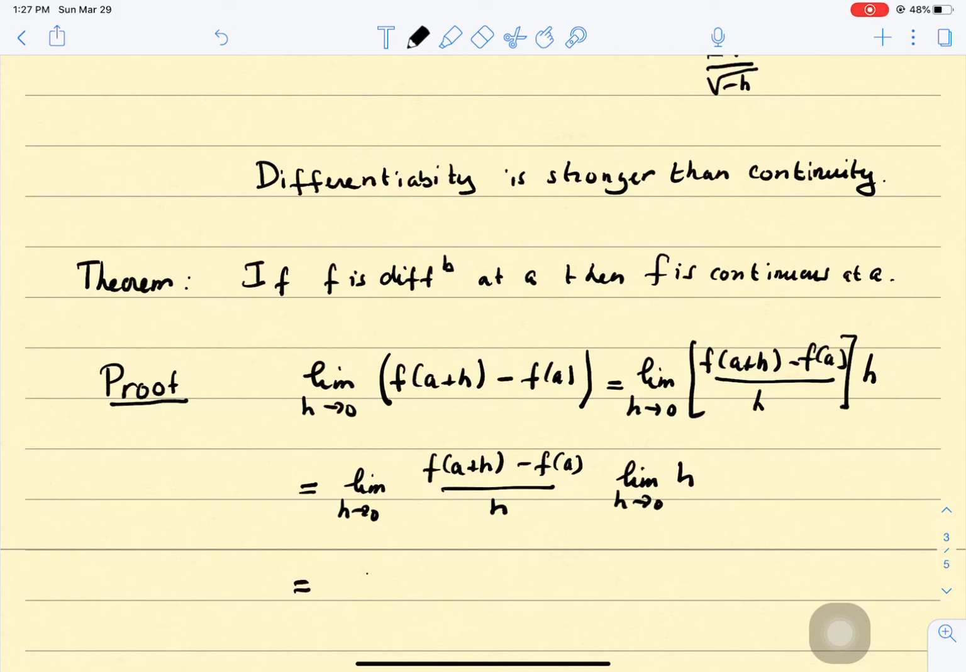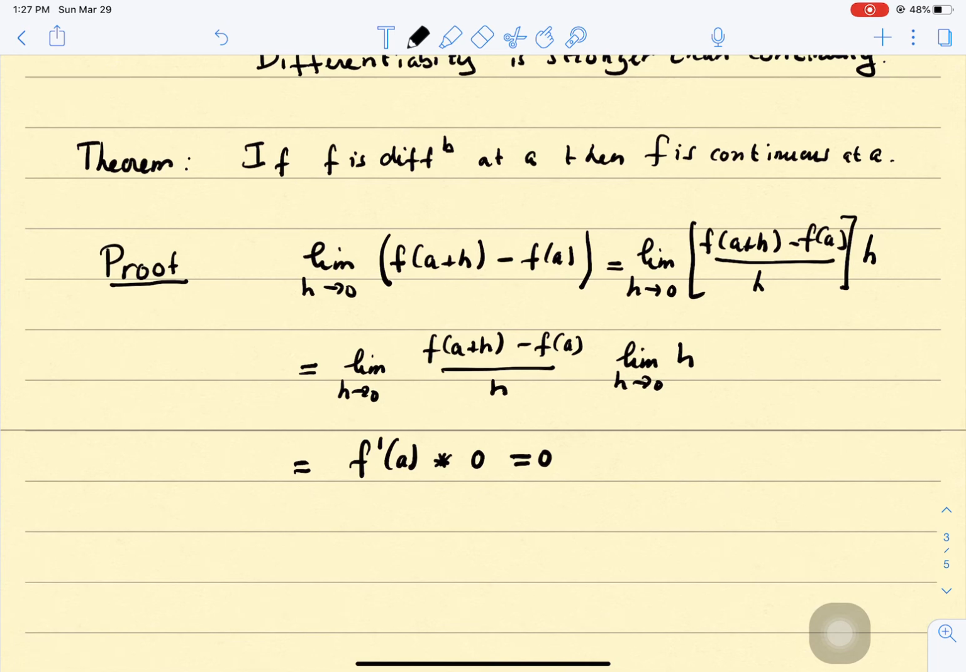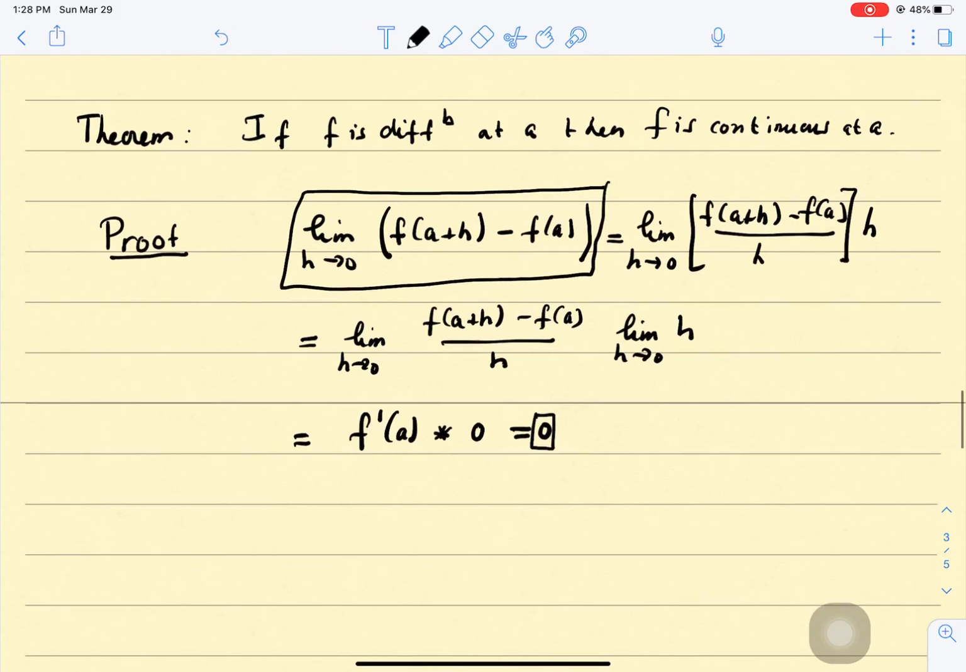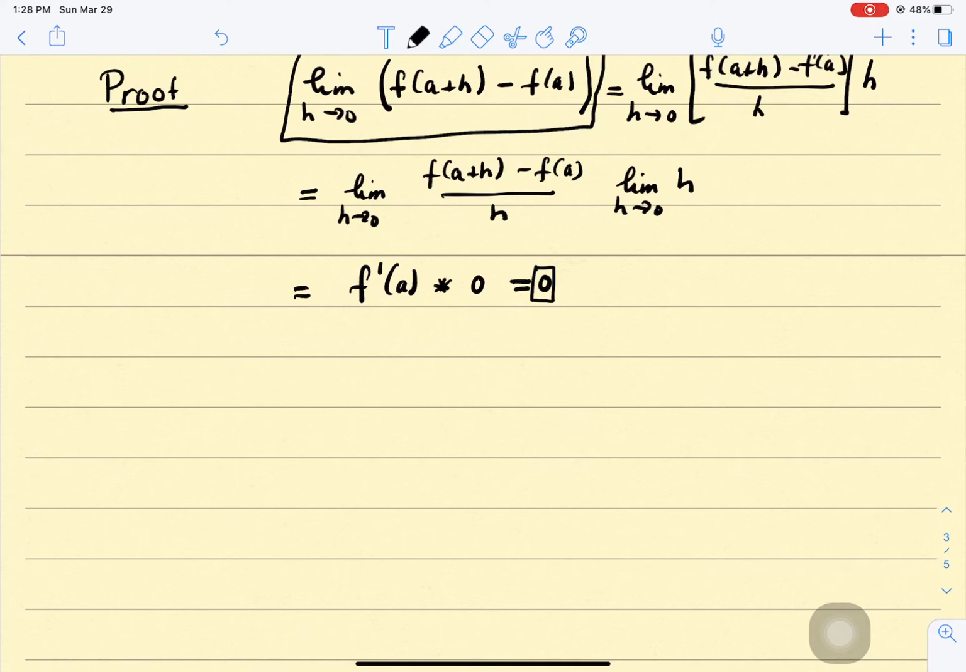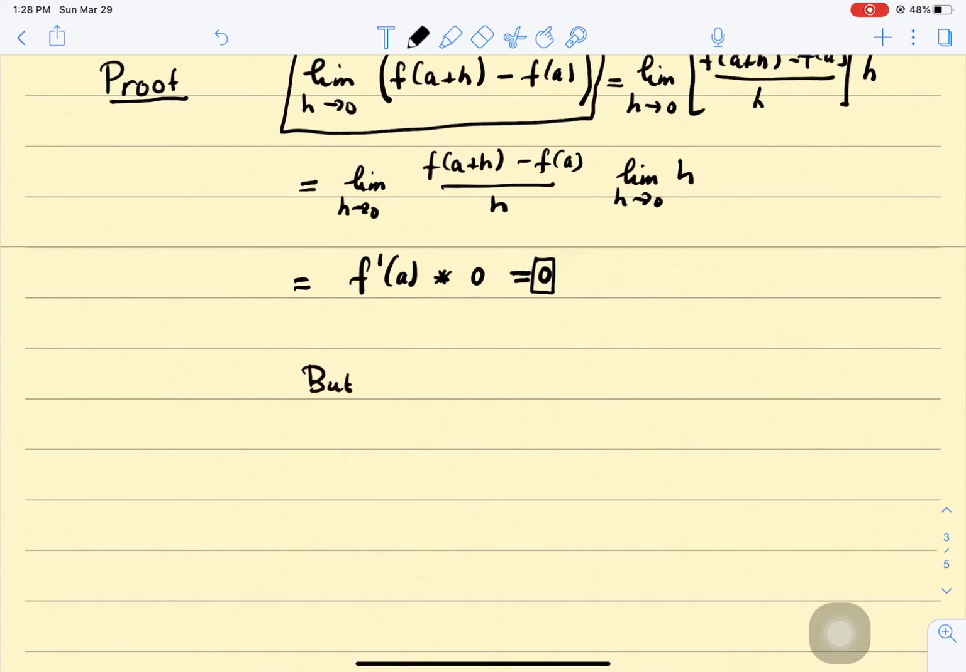And that first limit is equal to the derivative of f at a. And that second limit is equal to 0. So I get f prime of a times 0, and that's equal to 0. Where in my argument I used that the function is differentiable. So if the function is differentiable, then I get that the limit of f at a plus h minus f at a is equal to 0. I claim, but then, the limit as x goes to a of f of x is f of a.